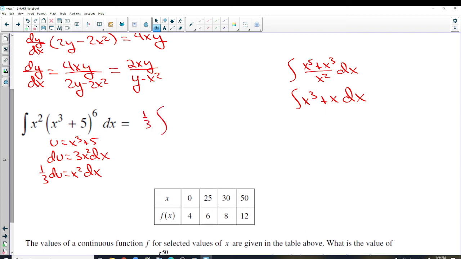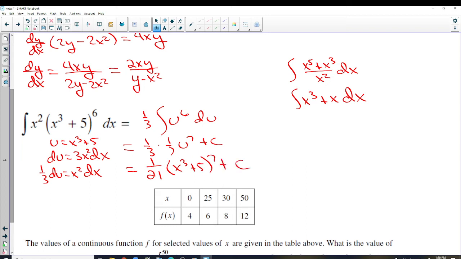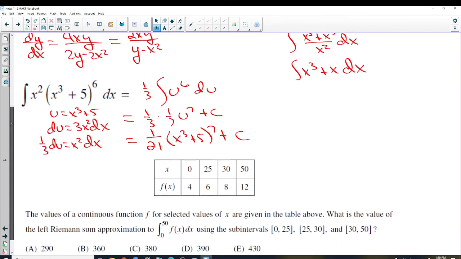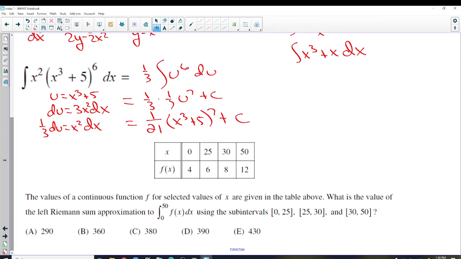So 1/3 integral, x squared dx becomes du. So we have u to the 6th du. 1/3 times 1/7 u to the 7th plus c. So we're looking at 1/21 times x cubed plus 5, to the 7th, plus c. So u substitution. You guys are getting pretty good at this.